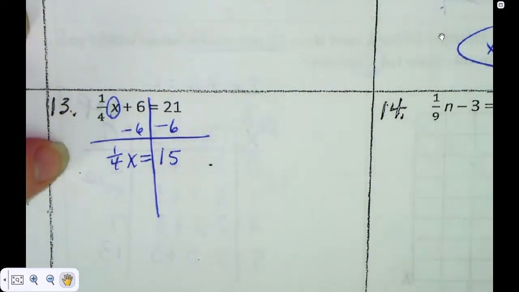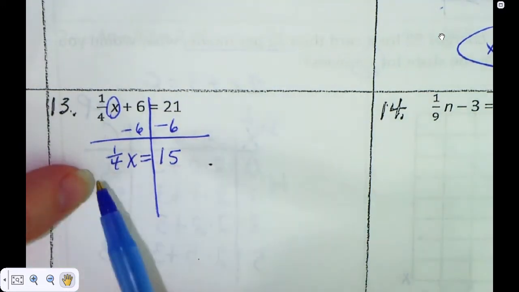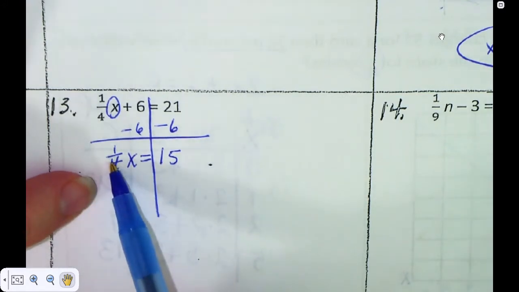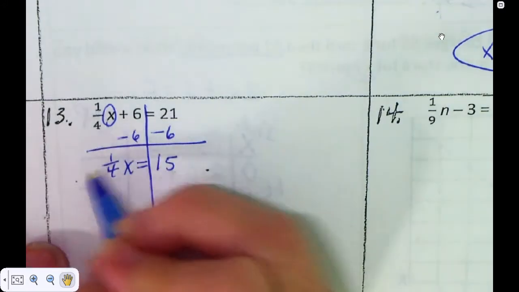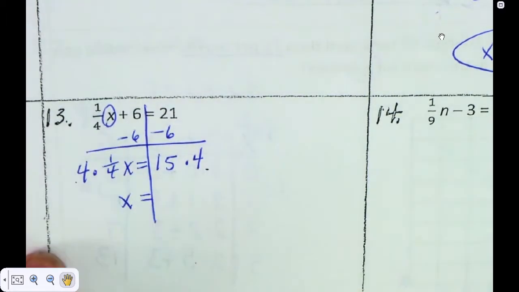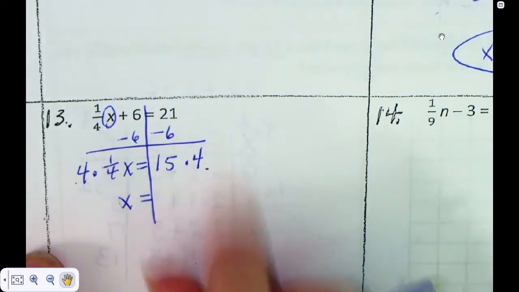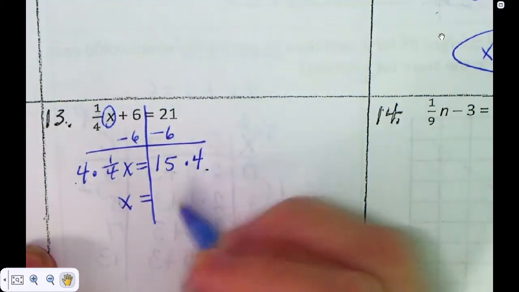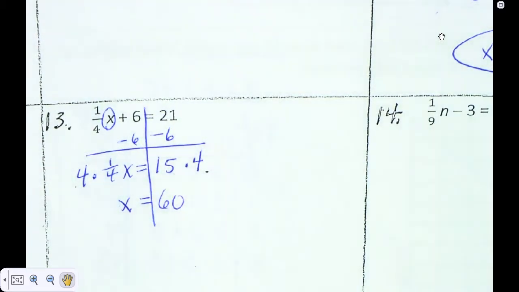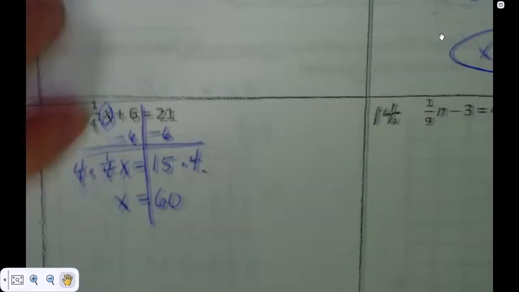Okay, 21 minus 6 is 15. What is the coefficient? 1/4. What's the reciprocal? 4/1. But we can just say 4, can't we? Make it easy. So X equals, oh, I think you divided. So 15 times 4, 60. Remember, guys, don't put an X. You've already got an X in the problem. Don't put an X to show multiplication. Put your dots.